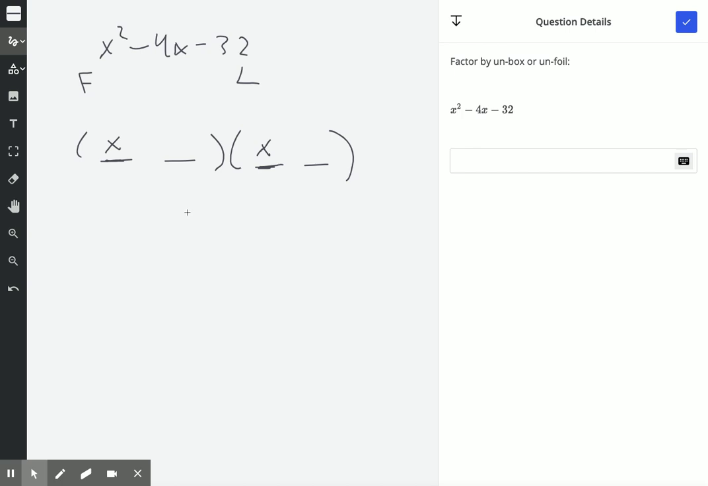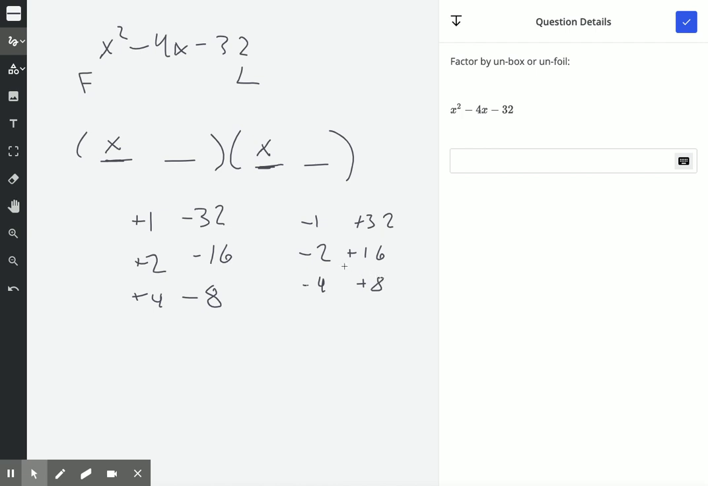So similar to last time, I need to think about, well, what ways can I get 32? 1 in itself, 2 and 16, 3 doesn't work, 4 and 8. And since it's negative, it's going to be a positive and a negative. Or it could be the opposite. It could be negative 1 and positive 32. Or it could be negative 2, right? This could be positive and negative, or negative and positive. And so we have 6 options.